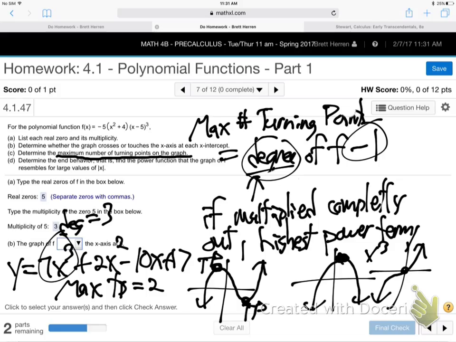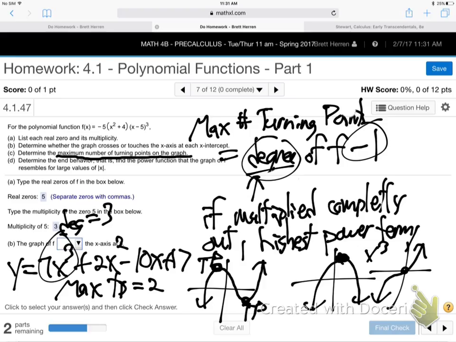So when we say it's maximum 2 turning points, it might have less. It often does. It won't have more than 2, though. That's the most it can have. So that's valuable information. We're trying to give you good diagnostic information, the ability to look at a function and know quite a bit about it. You'll be surprised how quickly we can get a rough graph that tells us a lot about the function without even plugging in any points or using any kind of calculator. Just by looking at the equation.